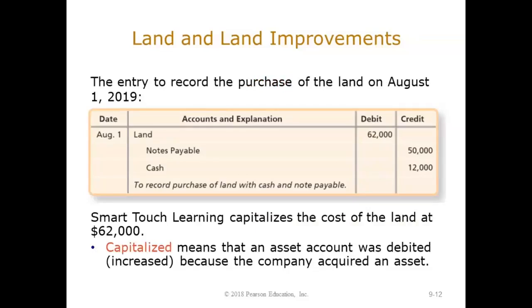Now, we're going to capitalize, meaning we're going to put the cost of land as an asset value. Capitalize means that an asset account was debited, or increased, because the company acquired an asset. So that's what we mean when you hear the term capitalizing the balance. We're going to make it into an asset.